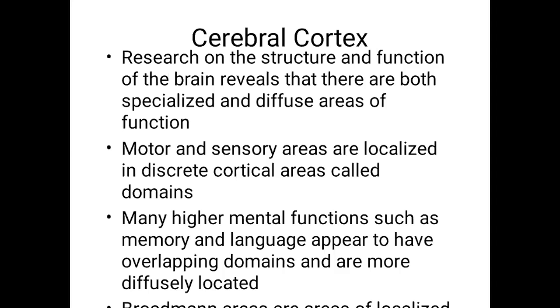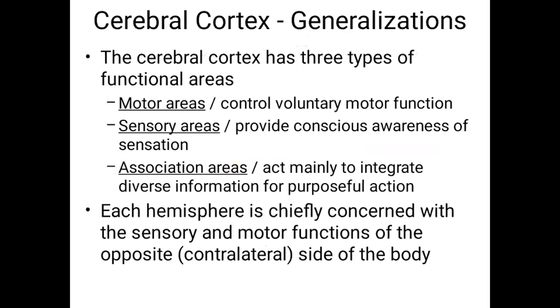Inside these various lobes, there are various areas, what we call Brodmann's areas. The cerebral cortex has three types of functional areas: motor area, sensory area, and association areas. Each hemisphere is chiefly concerned with the sensory and motor function of the opposite side of the body. This point is very important, which you must know. It is not the ipsilateral side, it is the contralateral side of the body.